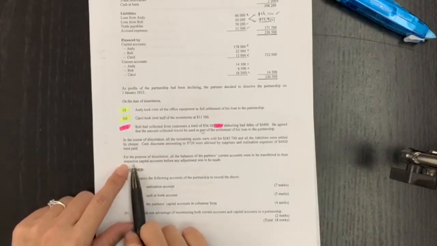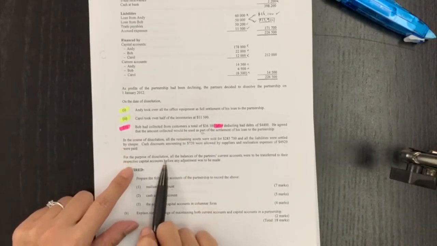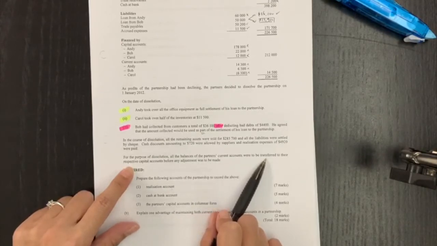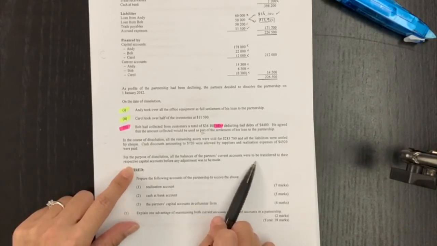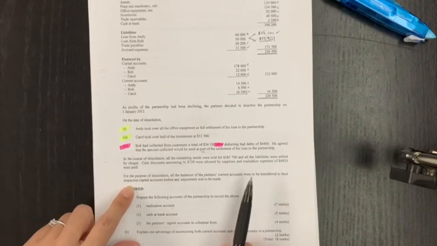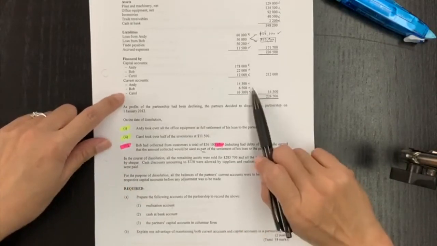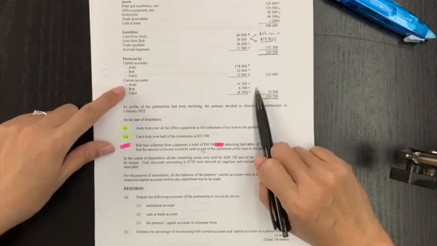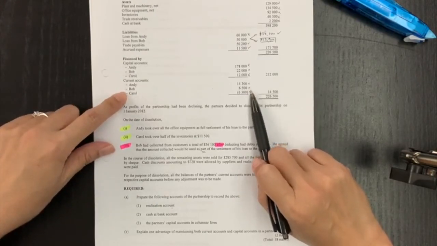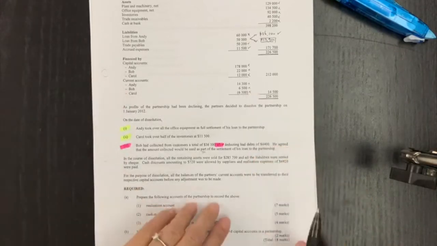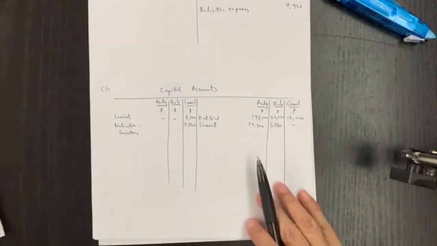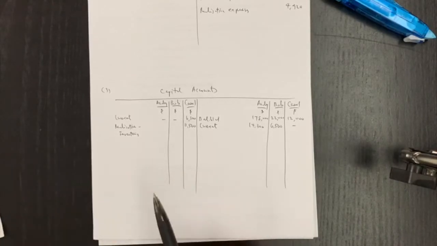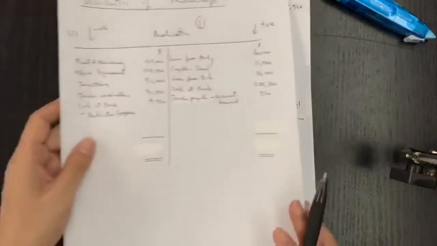Okay, finally we have this. For the purpose of dissolution, all the balances of partners' current accounts were to be transferred. Now remember, even though we don't have this sentence, we always need to close everything, because tomorrow we don't have any partnership. And at the very beginning, we have already transferred all the current accounts into the capital accounts. Remember that? We already have finished that.